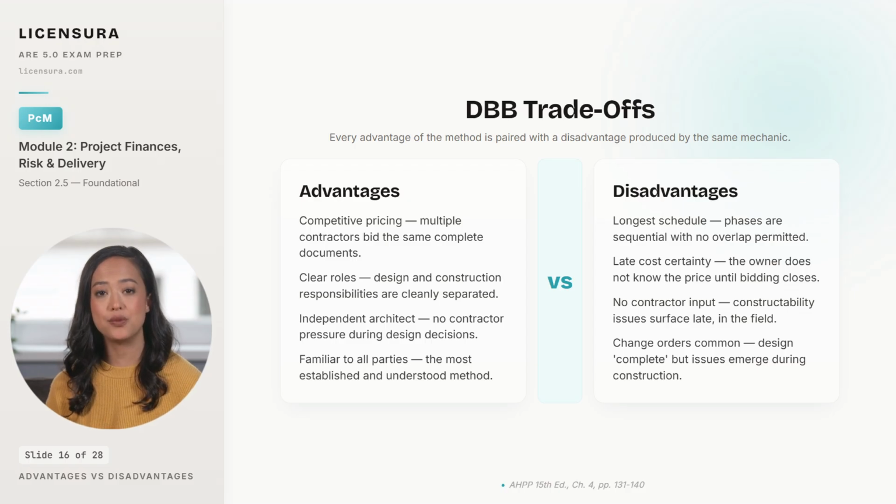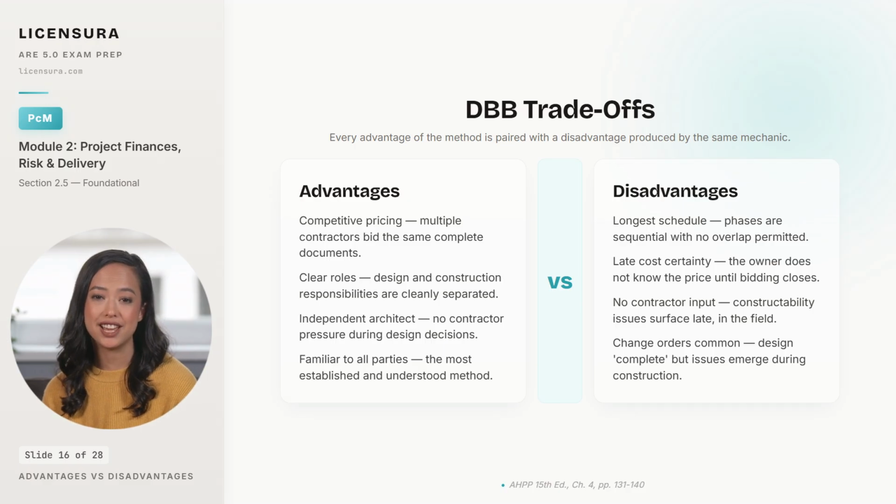There is no free lunch. DBB optimizes for competitive pricing, clean roles, and architect independence, and it pays for those optimizations with a long schedule, late cost certainty, and a high change order count. Methods that produce the opposite advantages, such as CMAR, design build, and IPD, pay opposite costs in exactly the same way. Let me close with what you need to carry forward about DBB for the exam.